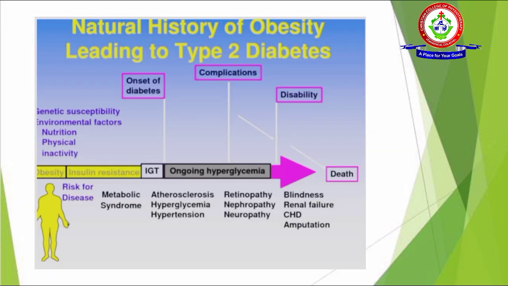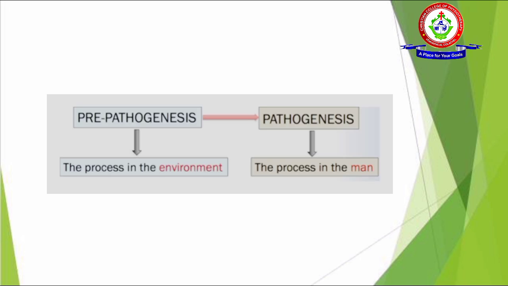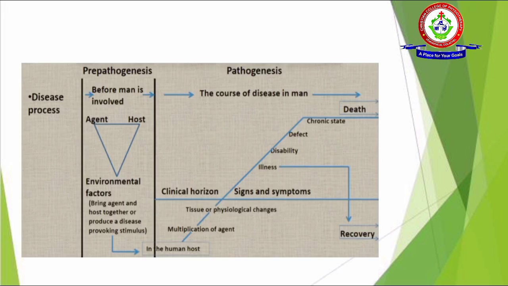It is a framework to understand the pathogenic chain of events for a particular disease and for the application of preventive measures. It consists of two phases. One is pre-pathogenesis, the second one is pathogenesis. Pre-pathogenesis is the process in the environment. Pathogenesis is the process in the man. Let's learn briefly. First one is the pre-pathogenesis phase.